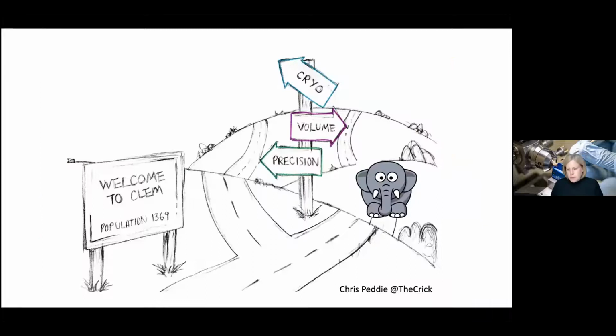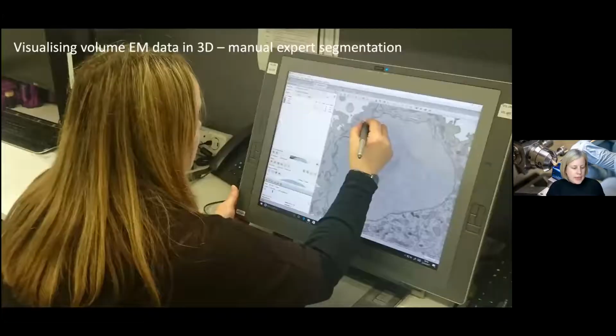So the elephant in the room, of course, is the amount of data that we're producing. And that gives us a huge number of problems in handling the data, in moving it around, in sharing it with people, in visualizing, in analyzing, and in quantifying. And one of the main areas that is a bottleneck right up front is segmentation. So extracting three-dimensional structures from the stack of 2D images so that we can visualize and analyze them.